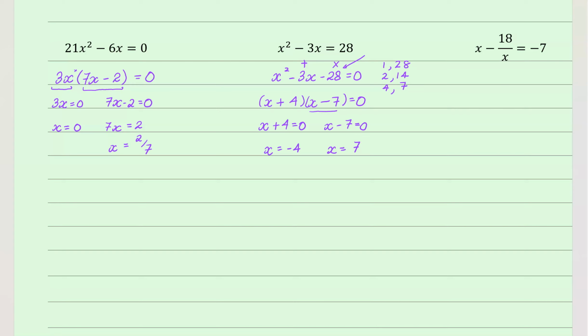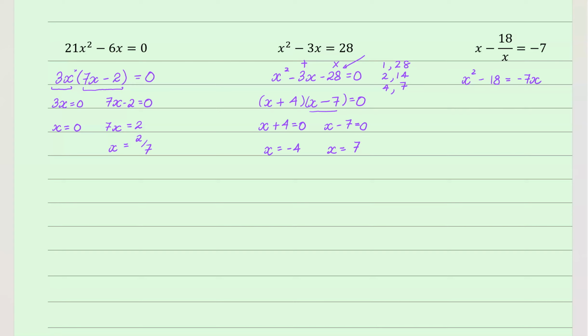We've also got this divide by x going on here. So what we're going to do is get rid of that divide by x. We are going to times every term by x. So x times x, x squared, minus 18 over x. You've got a divide by and a times by x, so they cancel each other out. And then minus 7x. So we've got our x squared.